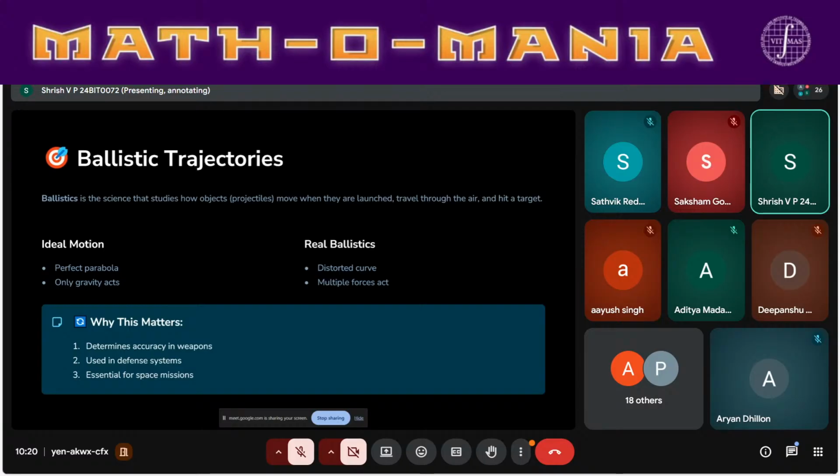Okay. Now we arrive at a new concept, which is called ballistics. Ballistics is the science that studies how projectiles move from the moment they are launched to the moment they hit the target. Projectile motion is a simplified model. Ballistics is the real world application of that model. Now, let's clearly compare the two: ideal motion versus real ballistics. In ideal motion, the path is a perfect parabola and only gravity acts. Motion is predictable with simple equations. But in real ballistics, the path is distorted, multiple forces act simultaneously, and motion becomes complex and dynamic. So the core idea of motion doesn't change, but the accuracy of prediction becomes much harder.